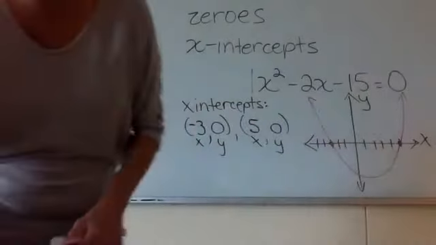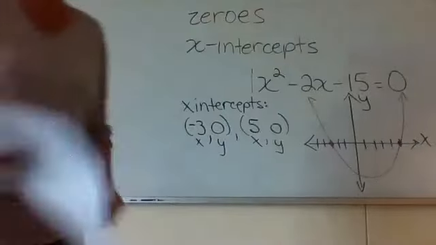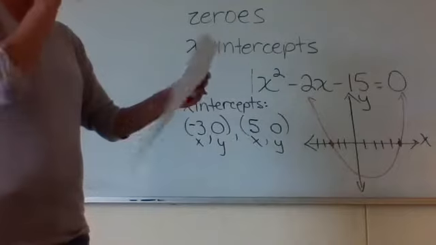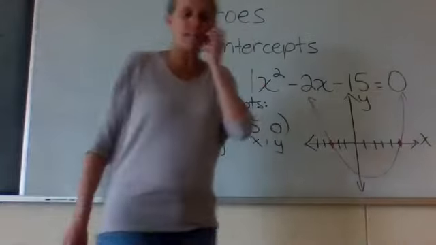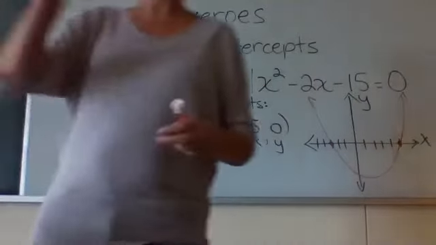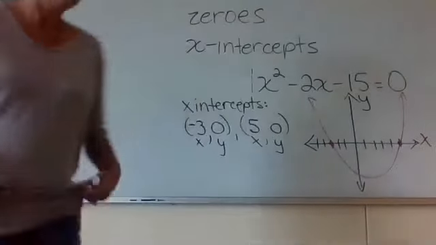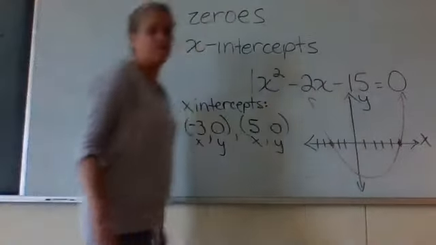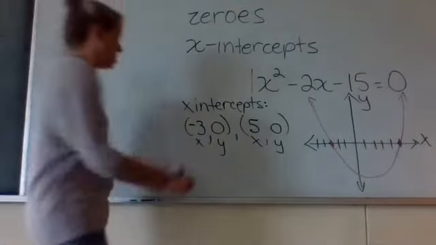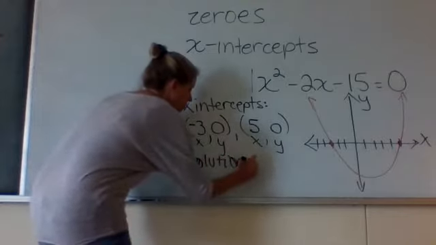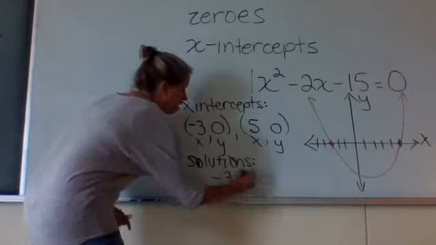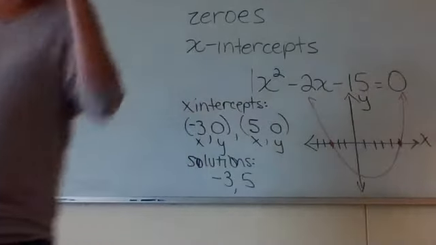So the first thing it's going to ask you is, what are the x-intercepts? You type in those two ordered pairs. The second thing it asks you is, these solutions are x equals blank. The solutions are not points. They are just the answer to the problem, what you got when you typed 1, -2, and -15 into your quad program. Your solutions are -3 and 5. You do not put parentheses around that.